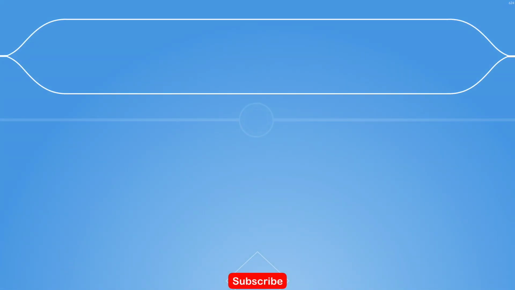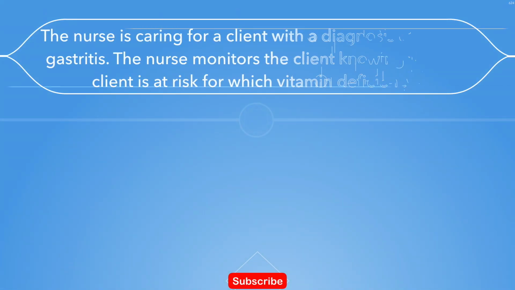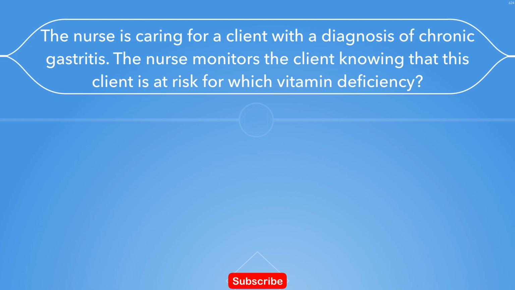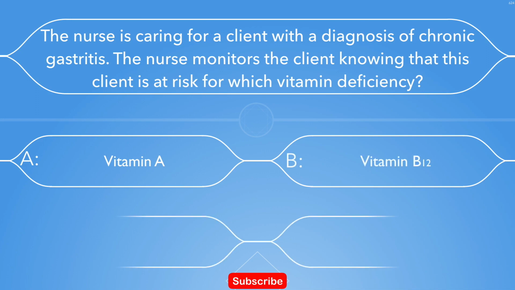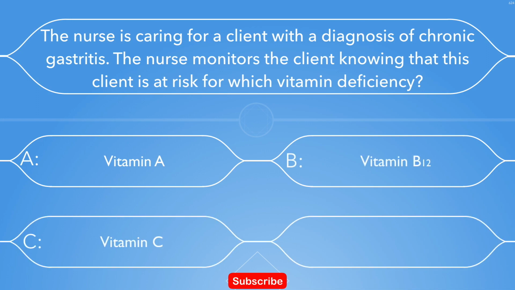Today we have NCLEX practice questions. Question number 1. The nurse is caring for a client with a diagnosis of chronic gastritis. The nurse monitors the client knowing that this client is at risk for which vitamin deficiency? Option A, vitamin A. Option B, vitamin B12. Option C, vitamin C. Option D, vitamin E.